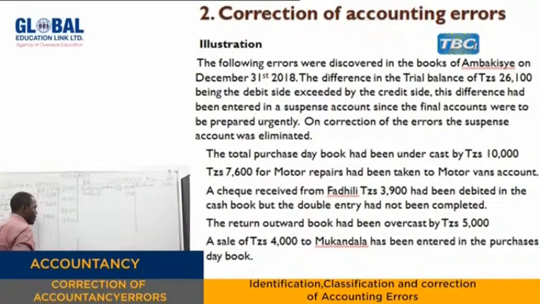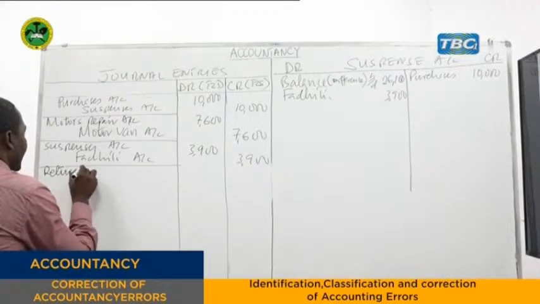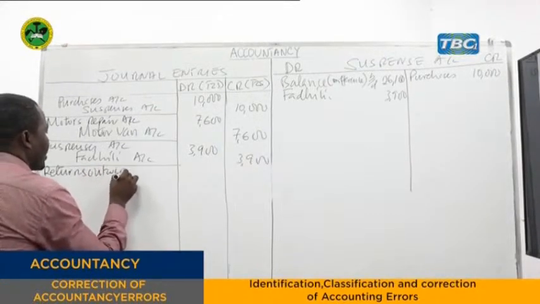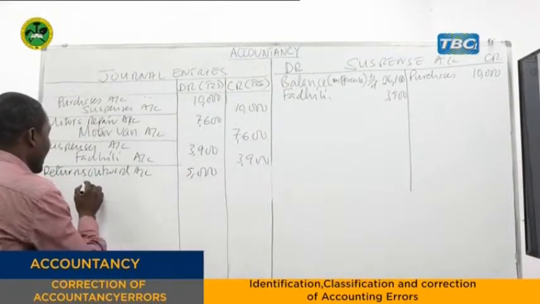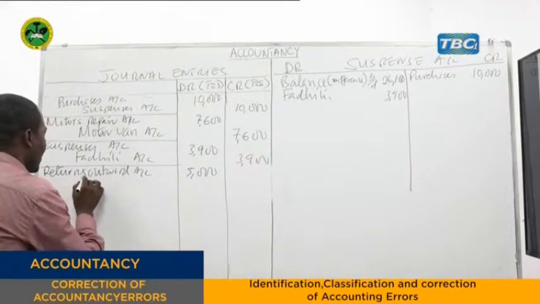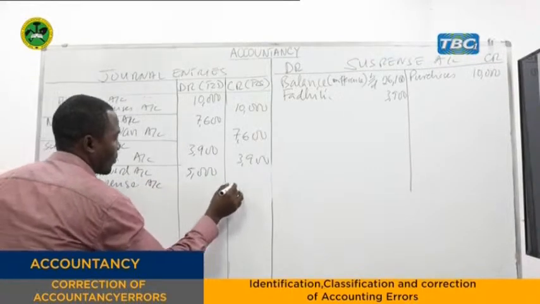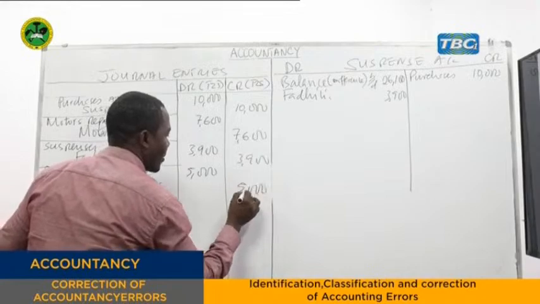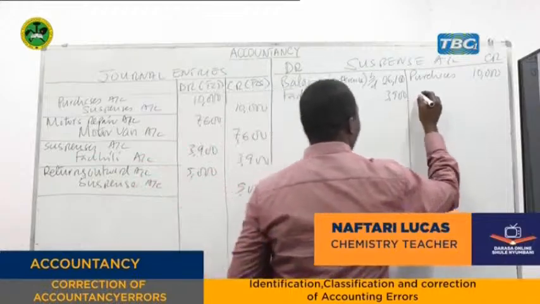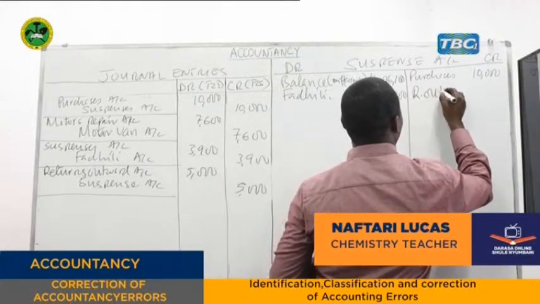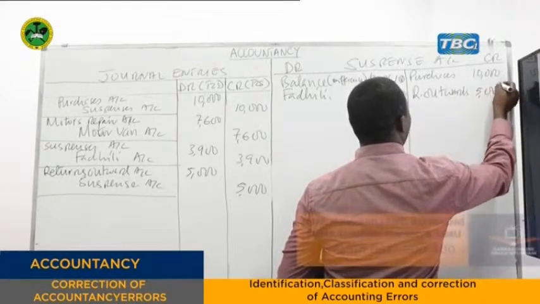So we debit returns outward account by 5,000. We credit suspense account, as I said. It is 5,000. So you write the narration, transfer to suspense account, that is return outwards account 5,000.